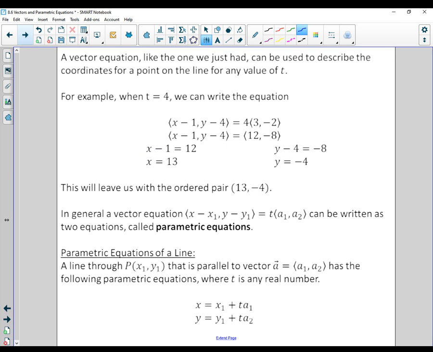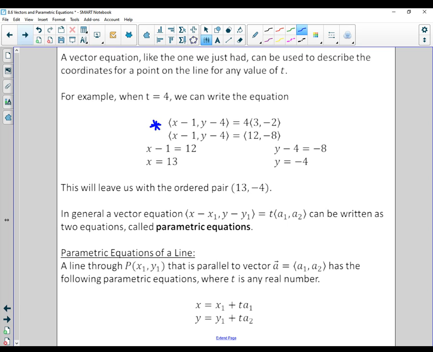Don't write it all down. Just relax. But it's the explanation that's important. So a vector equation, like the one we just had, can be used to describe the coordinates for a point on a line for any value of t, which we often call time. For example, when t equals 4, maybe it's 4 seconds. This is what we just had, except now, in place of t, we put 4. So at time 4, or whatever parameter you have, you just stick 4 in there.